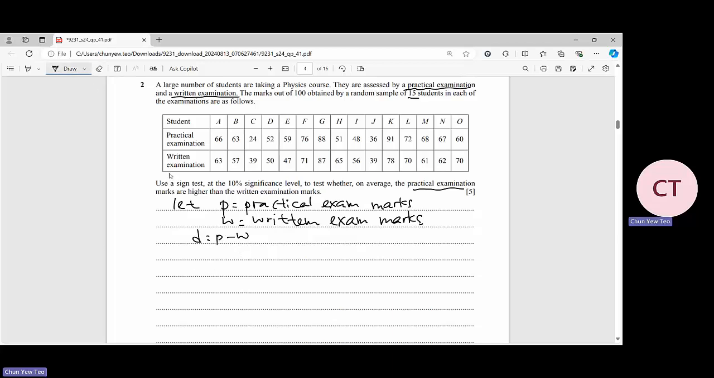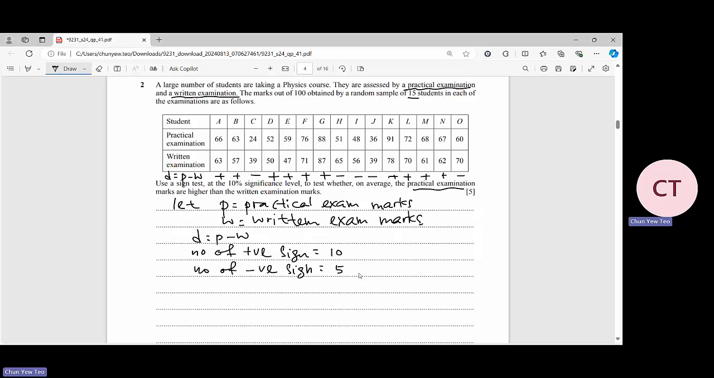So I put D equal to P minus W. Just take P minus W. You get positive, positive, negative, and positive, positive, positive, and also positive. This one is negative, negative. So you have positive, positive, positive, and positive, negative. We want to check the number of positive signs and the number of negative signs, so we need to count. The number of positive signs is 10, and the number of negative signs is 5. So this is what we have.